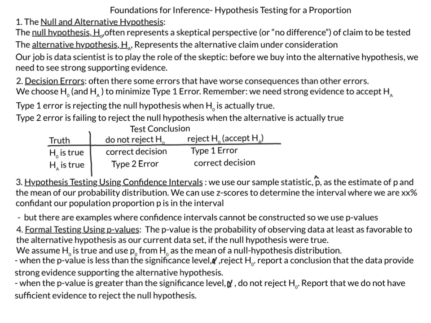Then, when the p-value is less than the significance level, we reject H naught, and we report a conclusion that the data provides strong evidence supporting the alternative hypothesis. And when the p-value is greater than the significance level, we do not reject H naught, and we report we do not have sufficient evidence to reject the null hypothesis.